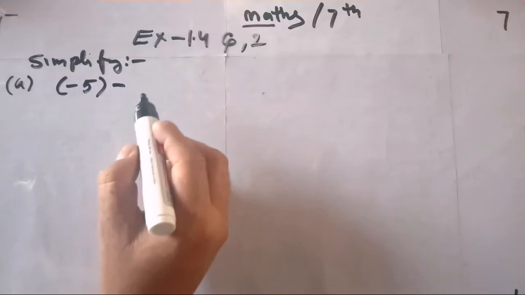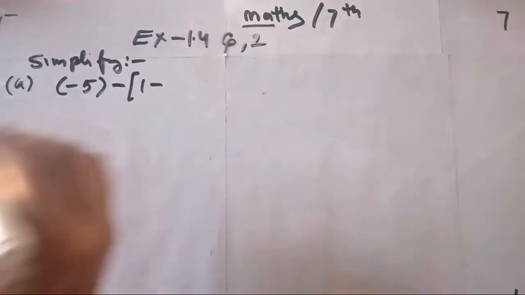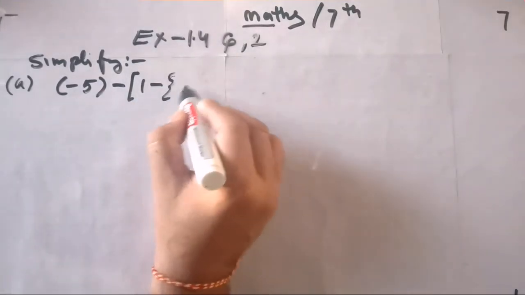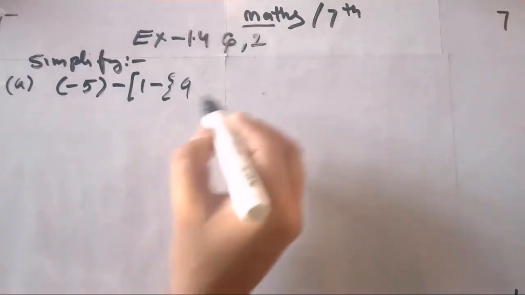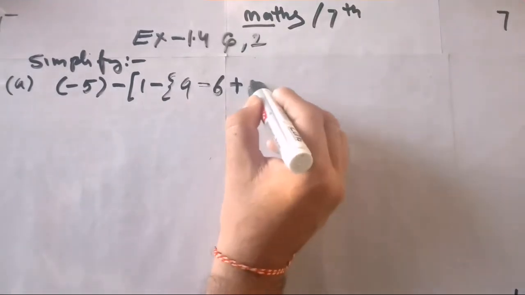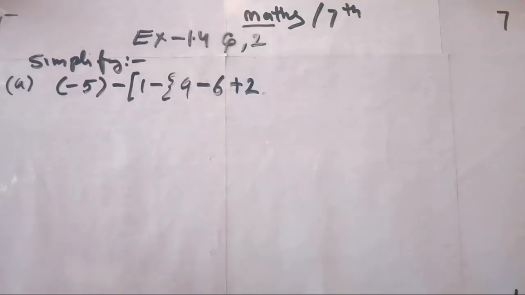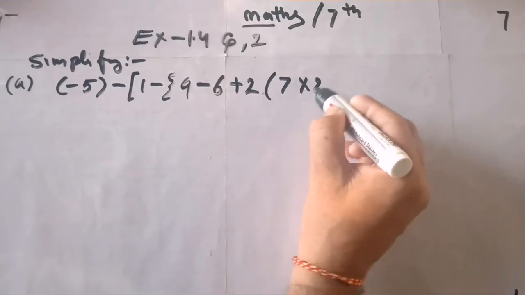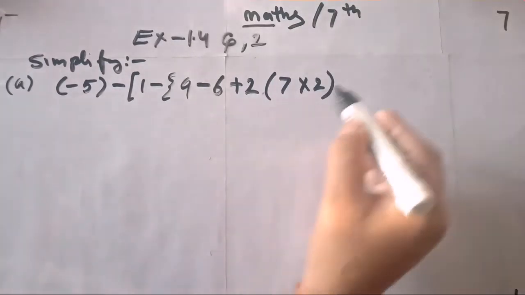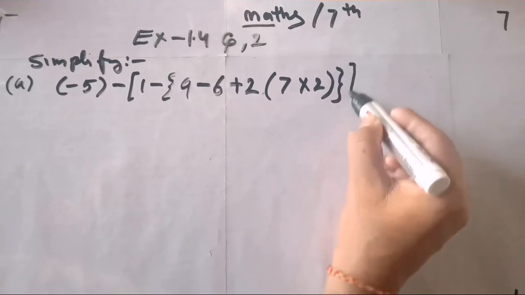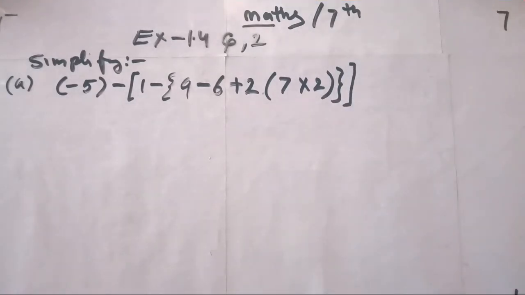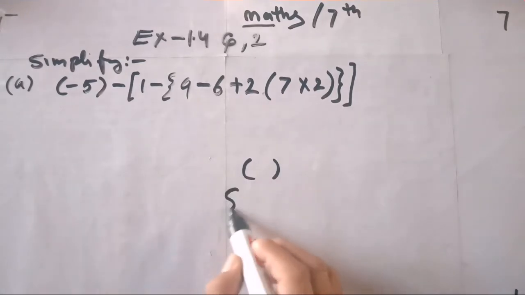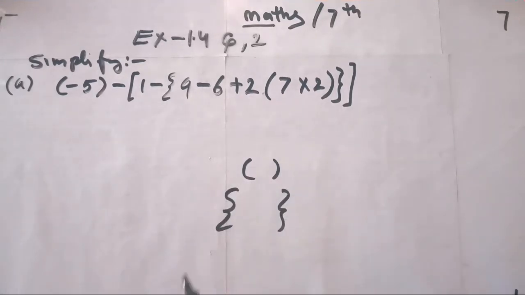minus square bracket begin 1 minus curly bracket begin 9 minus 6 plus 2 small bracket begin 7 into 2 small bracket close, curly bracket close, then square bracket close. Beta, first of all we have to solve the small bracket. After that we will solve the curly bracket and at the end we will solve the square bracket, right?